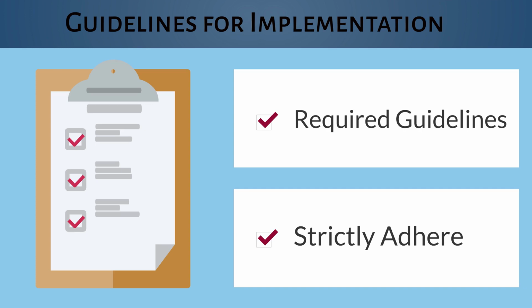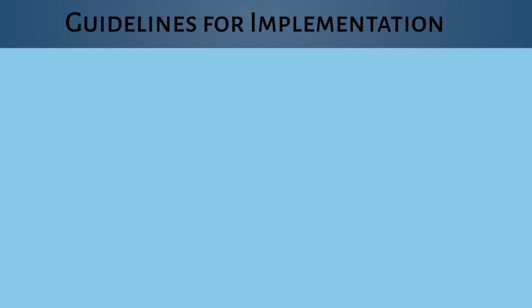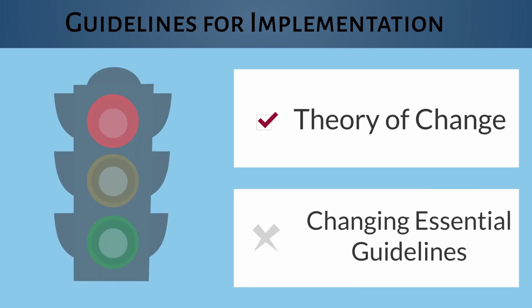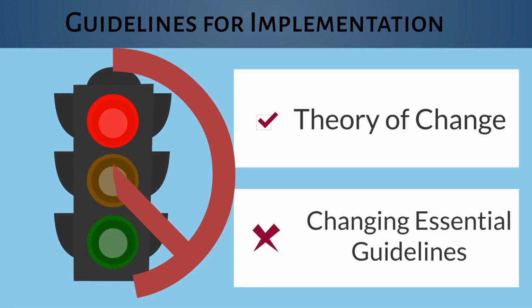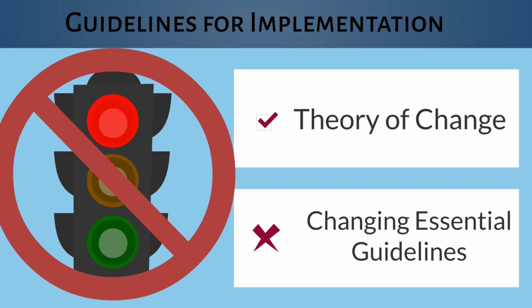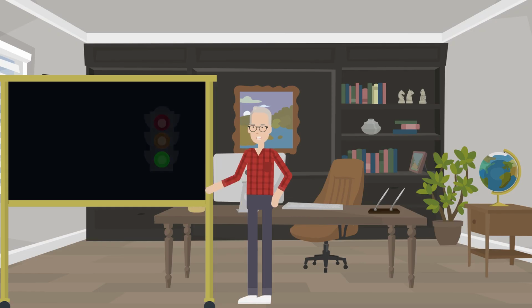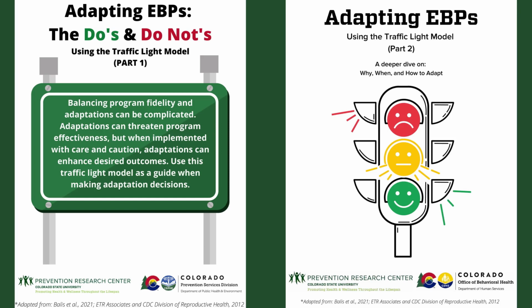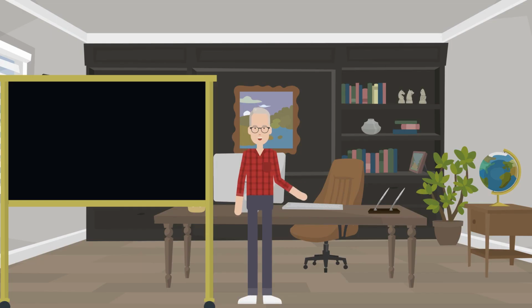In these cases, schools and other community organizations should strictly adhere to these guidelines that are the program's theory of change. Changing these essential implementation guidelines are considered red light adaptations, which is not recommended. For more information on what constitutes a green, yellow, or red light change, please see the PRC traffic light model or our Fidelity and Adaptation videos on YouTube.